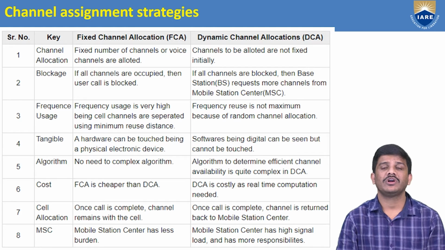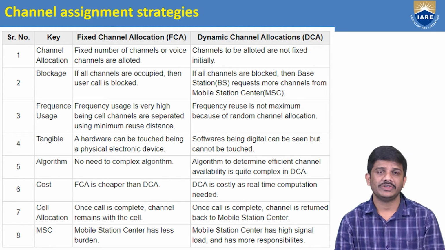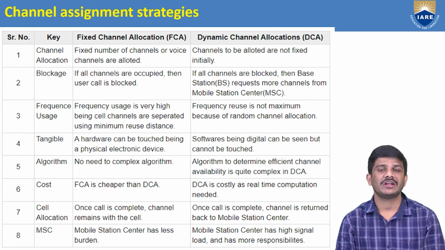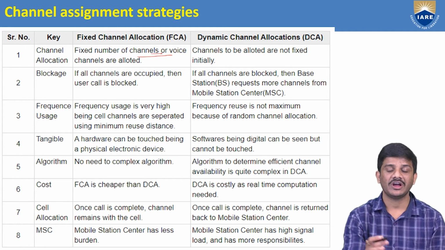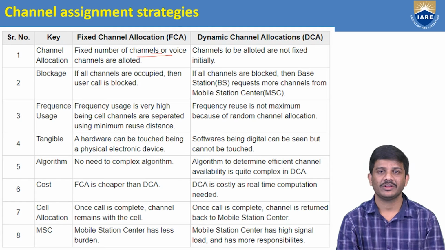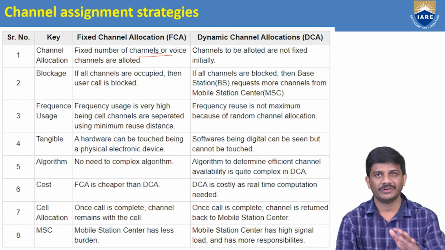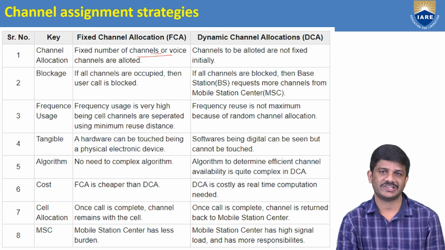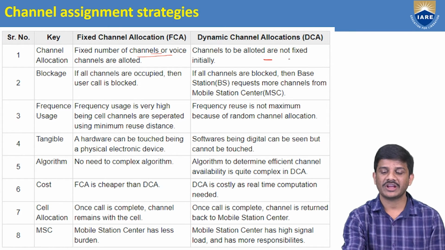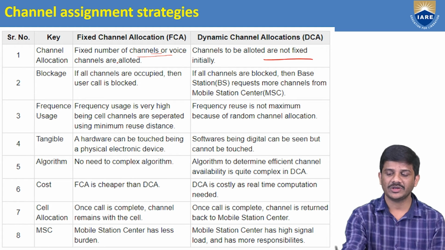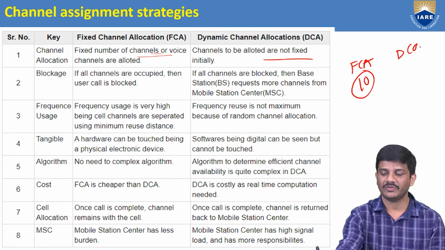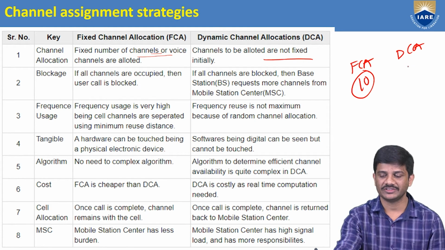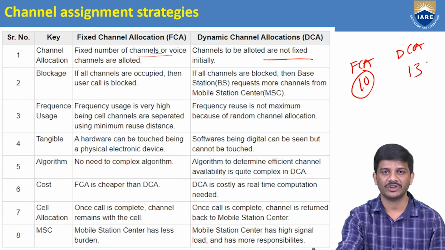Now the difference between fixed channel allocation and dynamic channel allocation. First of all, the key point is channel allocation. In FCA, as the name itself says, a fixed number of channels is allocated, which means we go with only a fixed number of channels in that strategy. But in DCA the channels are not fixed initially. For example, in FCA we give 10 channels, but in DCA we are not committed to a fixed number, so it can vary. If we need 13 or 14, we can add them.